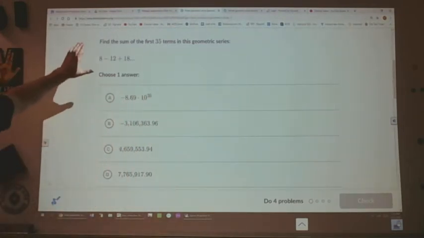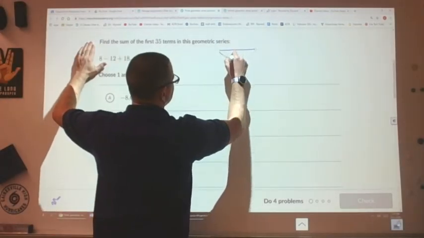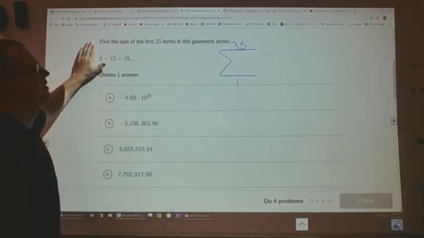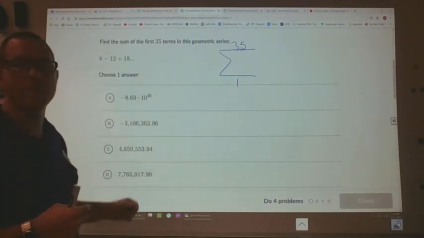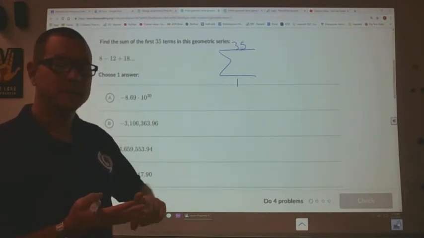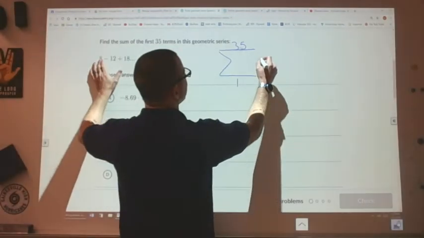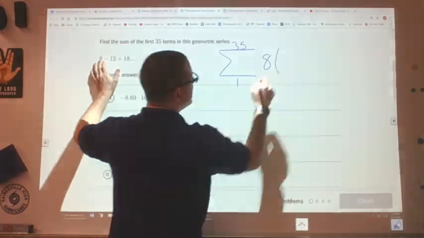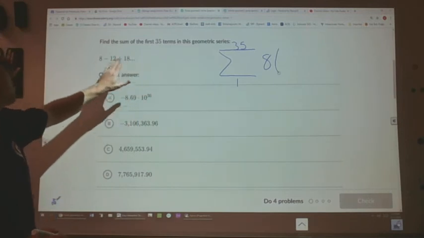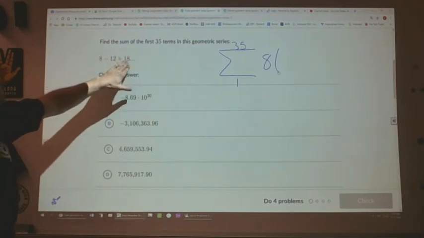Find the sum of the first 35 terms in this geometric series. So that's 1 to 35. And then I need to build the pattern. But I know from the geometric sequences, the pattern is a sub i times r to the n minus 1 power. So 8 is my first term. Now I need to figure out the ratio. What am I multiplying by each time to go from term to term? So I go from 8 to negative 12, from negative 12 to 18.